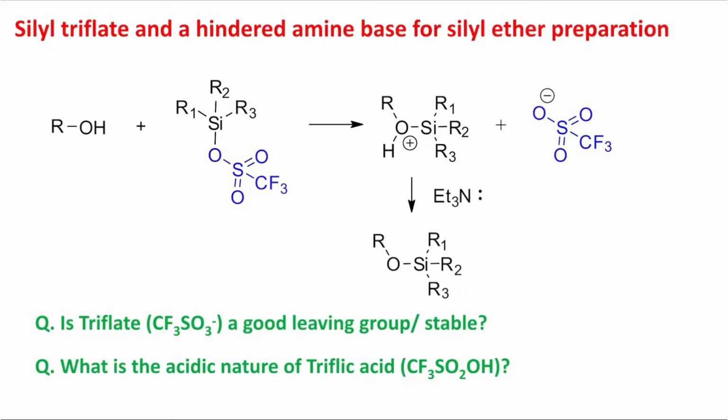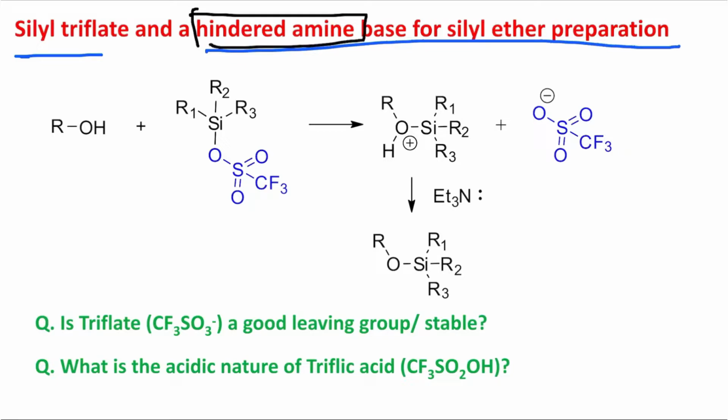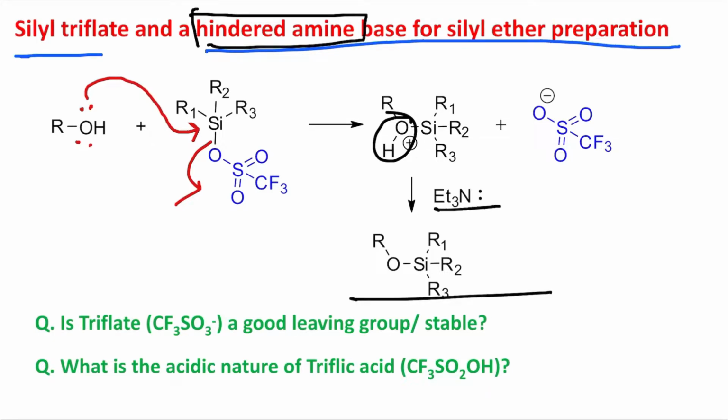Now another very good example or reagent student is silyl triflate, okay, and a hindered amine base for silyl ether preparation. I guess you have understood why I have given the word hindered, because this is sterically protected such that this amine can't act as a nucleophile. So here obviously alcohol will act as a nucleophile like the previous one, so it will attack the silicon center and it will leave, and like the same process, first this will be generated, then an amine like triethylamine will abstract, everything is same here. Now what is the uniqueness? Uniqueness is this part, triflate.